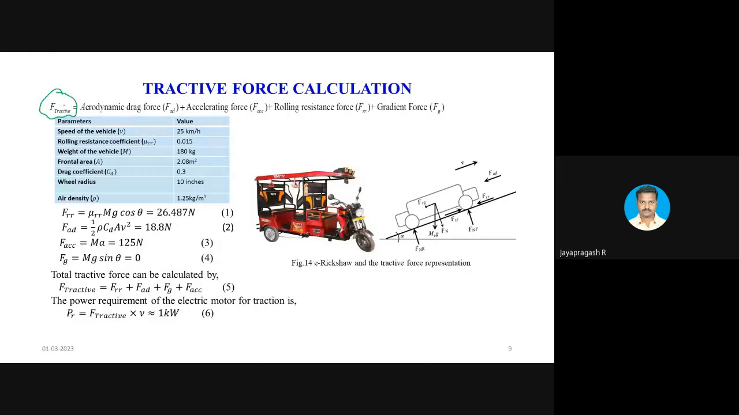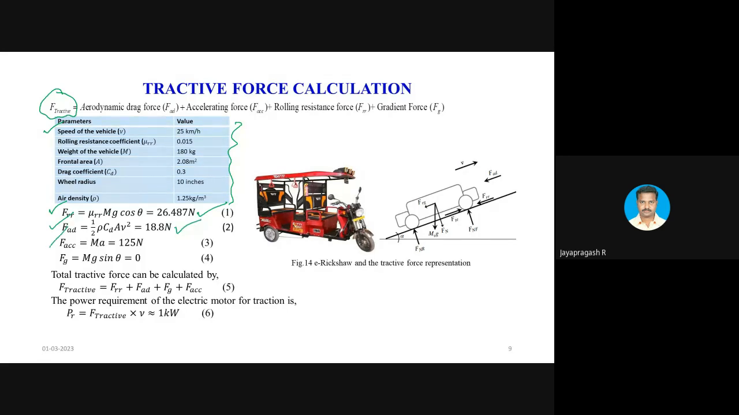So to obtain the tractive force, we consider parameters like the speed of the vehicle, which is considered 25 km per hour. Rolling resistance we have taken from one of the literature. These are standard formulae which exist in all the textbooks and lectures that are available. So we calculated the rolling resistance force, which is mu r mg cos theta. Using these constants we have calculated 26.487 Newton, and then the aerodynamic drag force, which is 18.8 Newton.